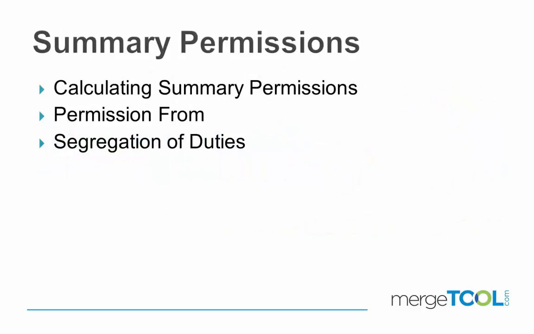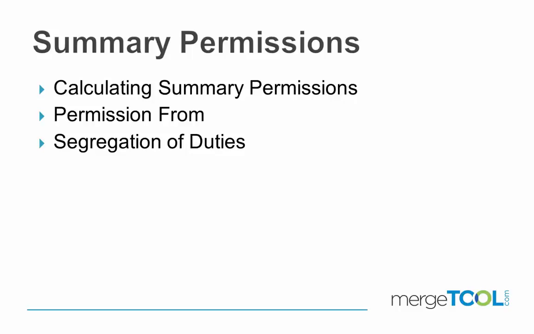Summary permissions are calculated by Easy Security for many different things in the application. It's a way of getting the total permission based on all the things the user has access to. We also have a function called permissions from, basically allowing a way of figuring out why that permission is in the user's permission sets in here.